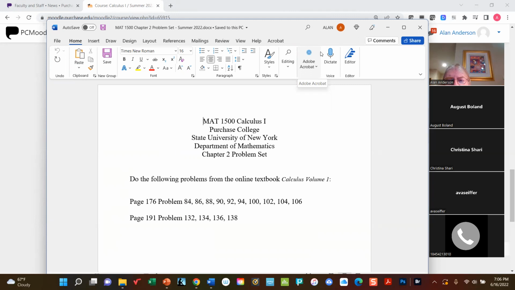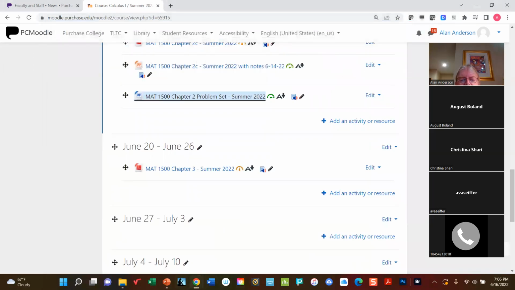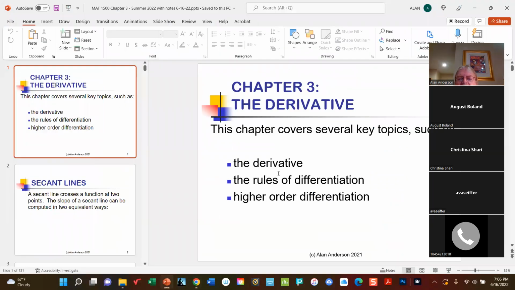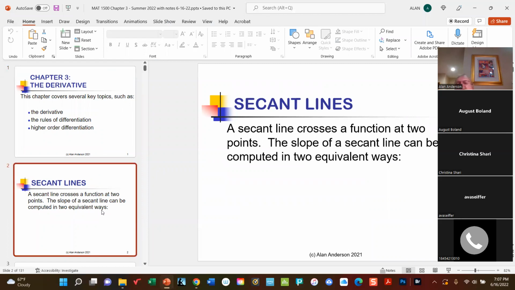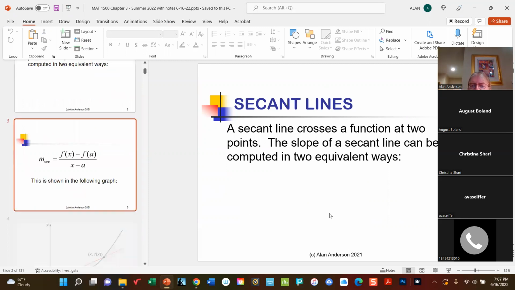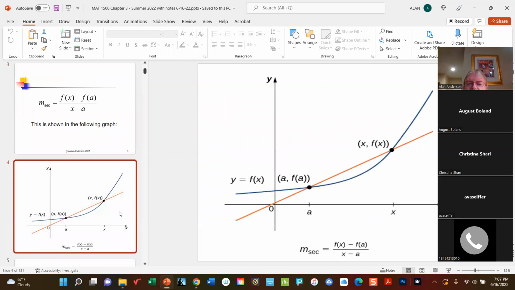So anyway, let's take a look at our exciting topic here, derivatives. So we're going to be looking at the derivative itself, the rules of differentiation, and higher order applications of it. And so we're going to start by revisiting this concept of secant lines, because as we'll see, the derivative is ultimately determined in terms of secant lines as they converge to tangent lines.